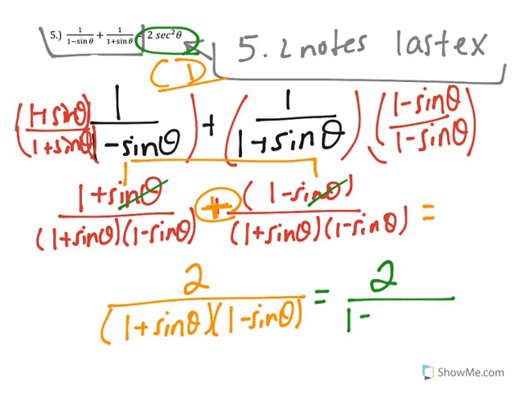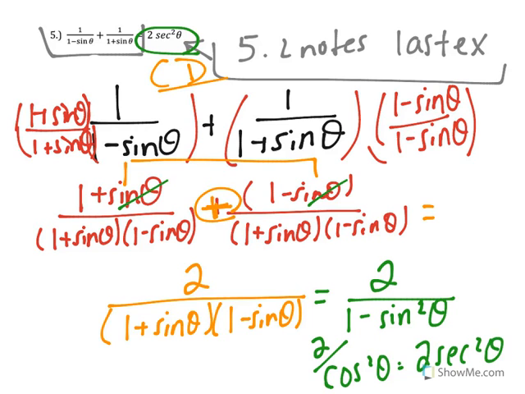Well, if I FOIL at the bottom, I'll get 2 over 1 minus sine squared, which is 2 over cosine squared. And guess what? That is 2 secant squared.